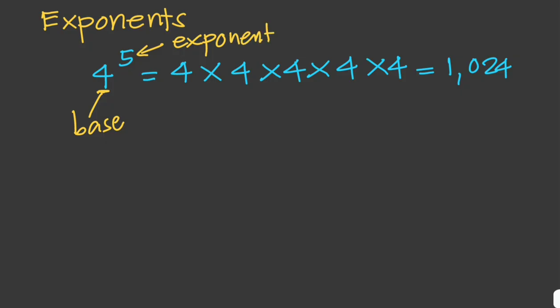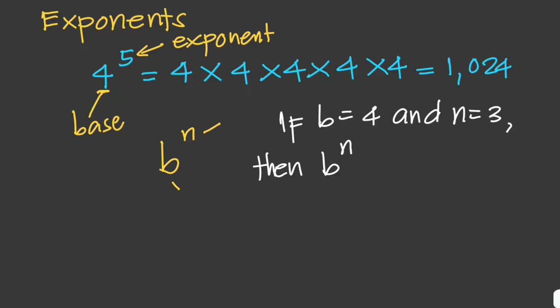Now exponents can also be used with variables. You can substitute for the variables when values are provided. Say, for example, b to the n. So b here represents a number that will be a factor of itself n times. So n is the exponent. Let's say if b equals 4 and n equals 3, then b to the n is just 4 cubed. And 4 cubed is 4 times 4 times 4. So you multiply 4 by itself 3 times, and this is equal to 64.